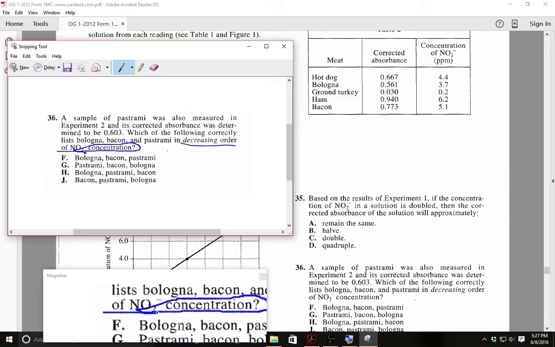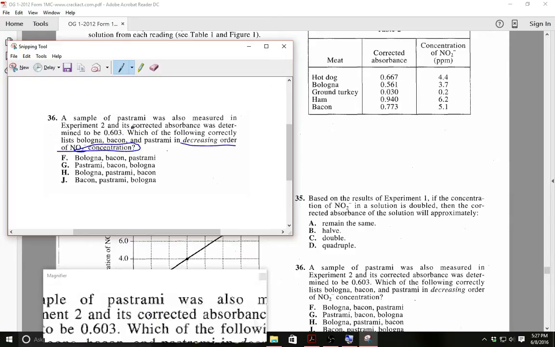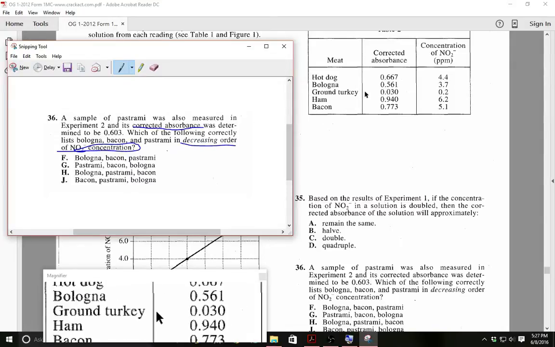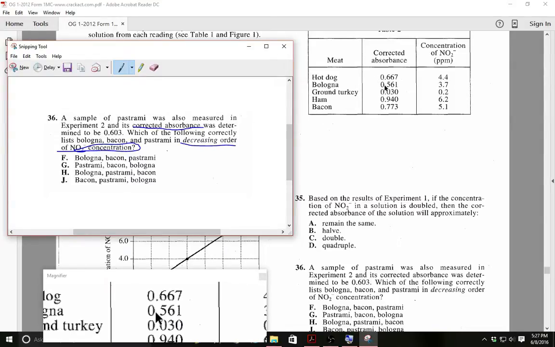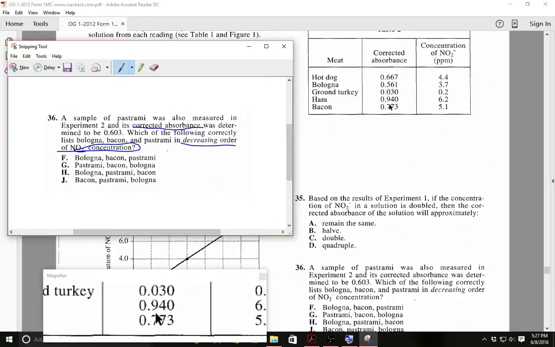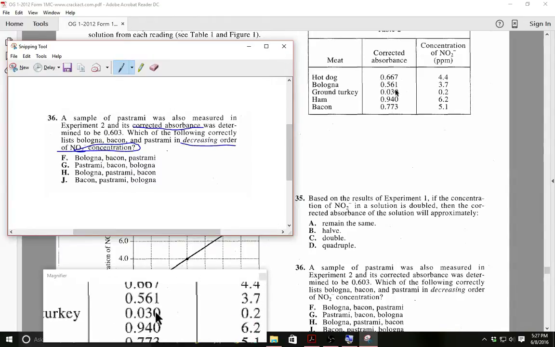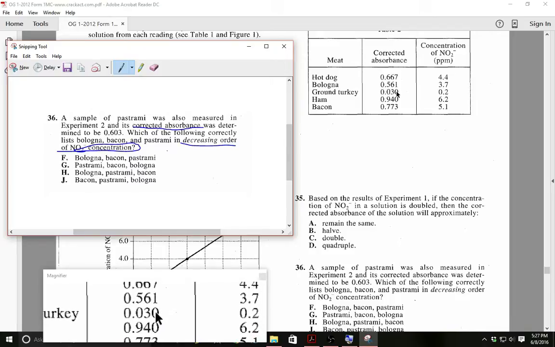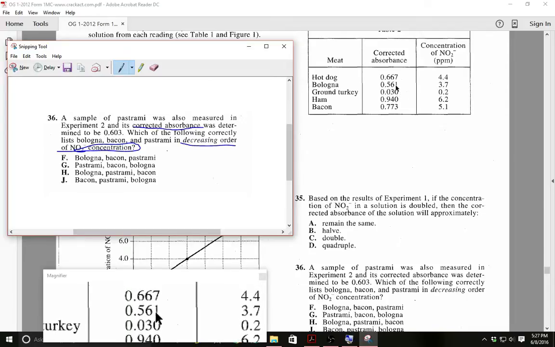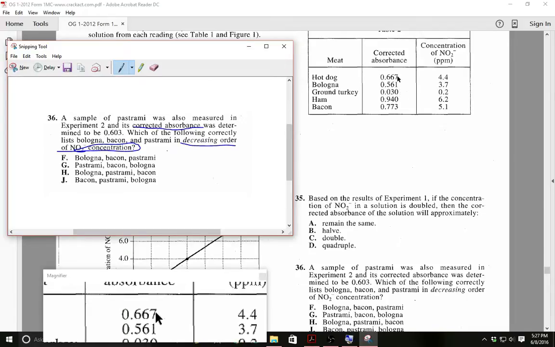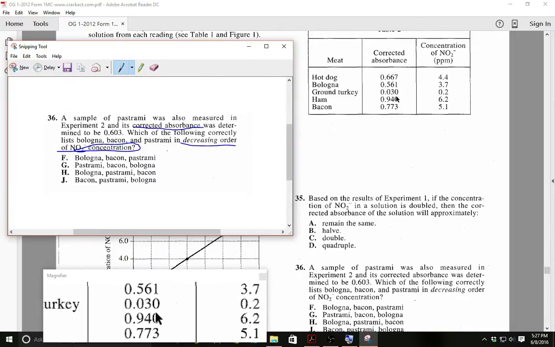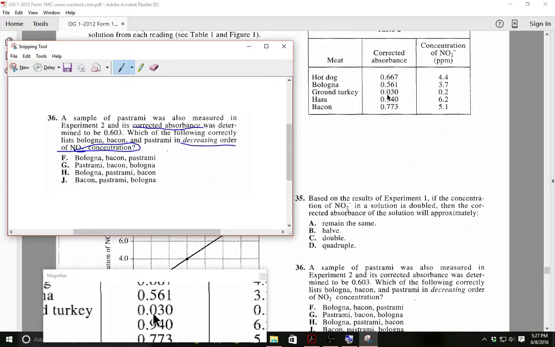So what we have to do first is try to find the relationship between corrected absorbance and concentration. As you can see over here, this is corrected absorbance. As the corrected absorbance increases, concentration also increases.